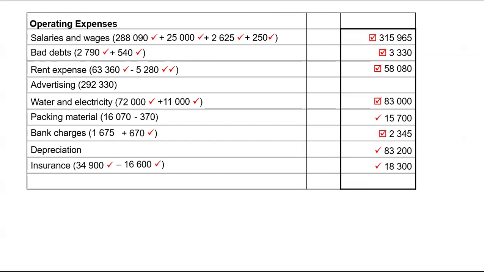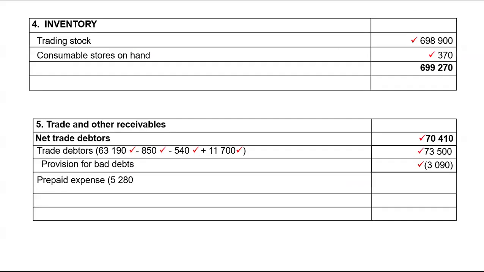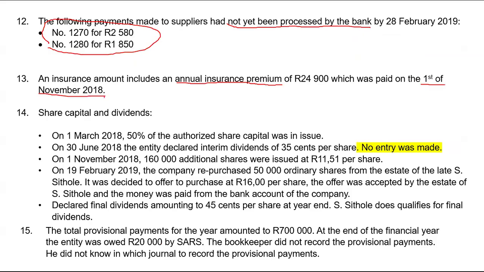And then record that 16,600 in trade and other receivables as a prepaid expense. Got it? Good. Moving on. On the 1st of March, this is about shares and dividends. On the 1st of March 2018, 50% of authorized share capital was in issue. Okay, let's record it then.